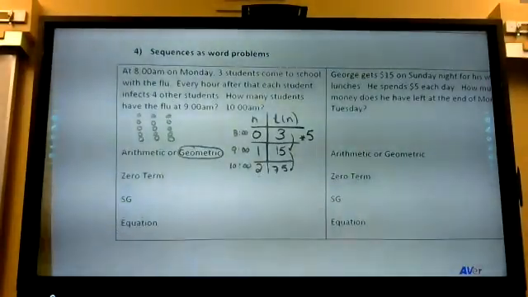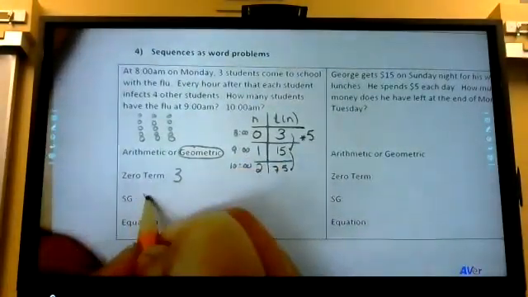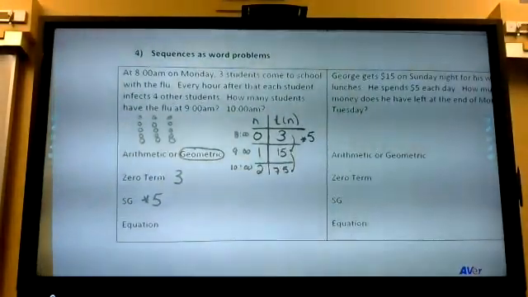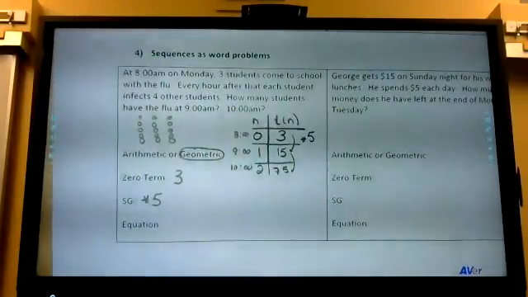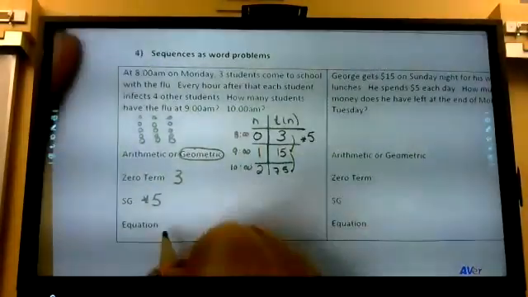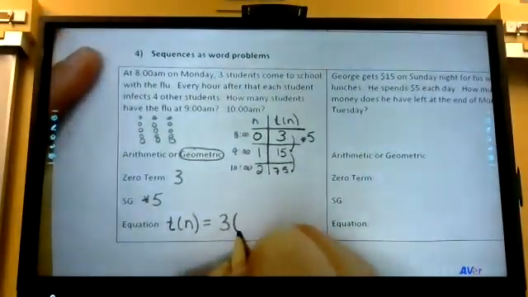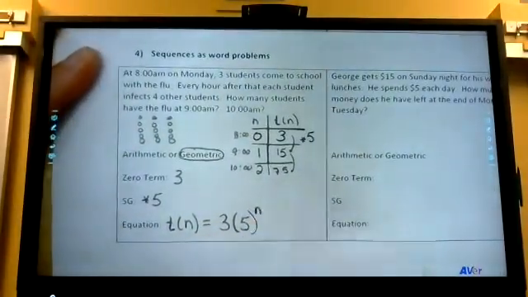The zero term, we started with 3. The sequence generator is we're multiplying by 5. This means that our virus problems will always belong to our exponential, which means we have our starting point, which is 3, times what we multiply, raised to that n power.